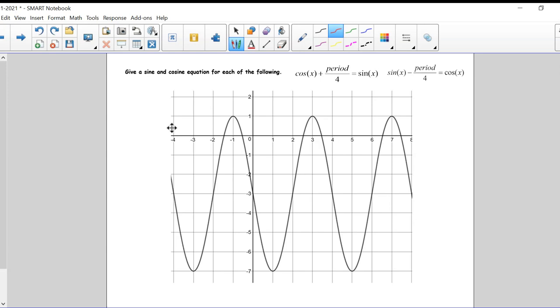And I have a little note there that says that if I start off with a cosine equation, add a period over 4 to it, it gives me the sine equation. And that if I start off with a sine equation and I minus a period over 4, it gives me the cosine equation. I'll interpret all of that for you in a little while. But let's get to writing a sine equation for this first.